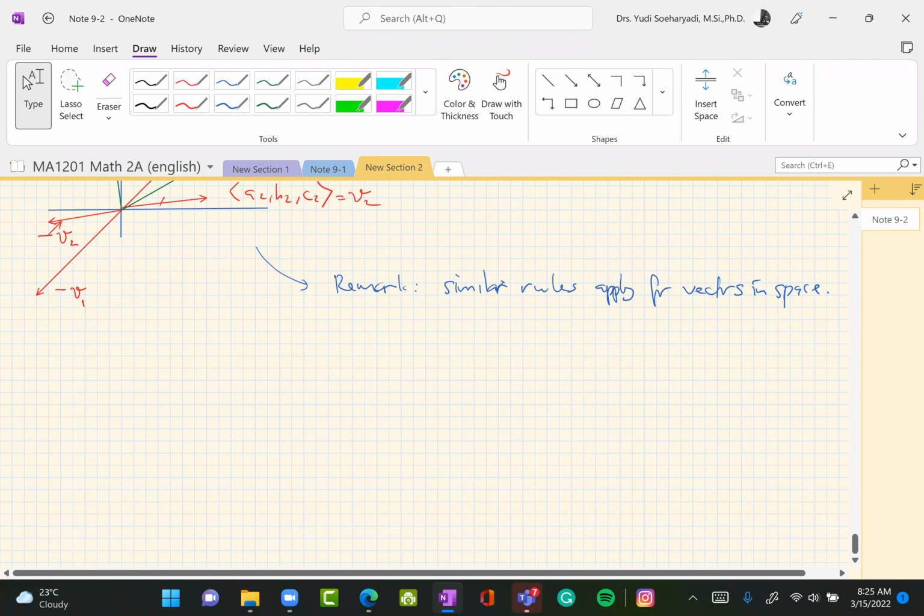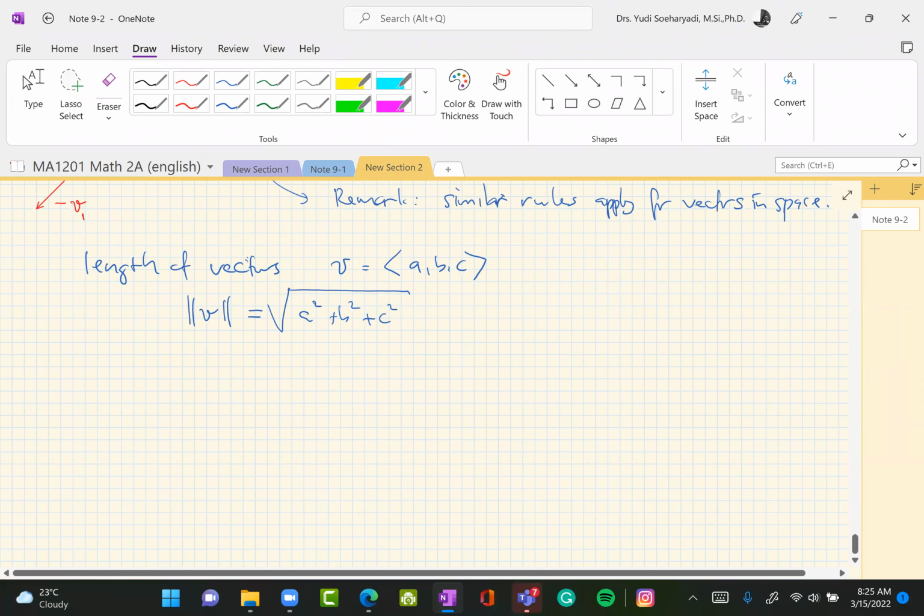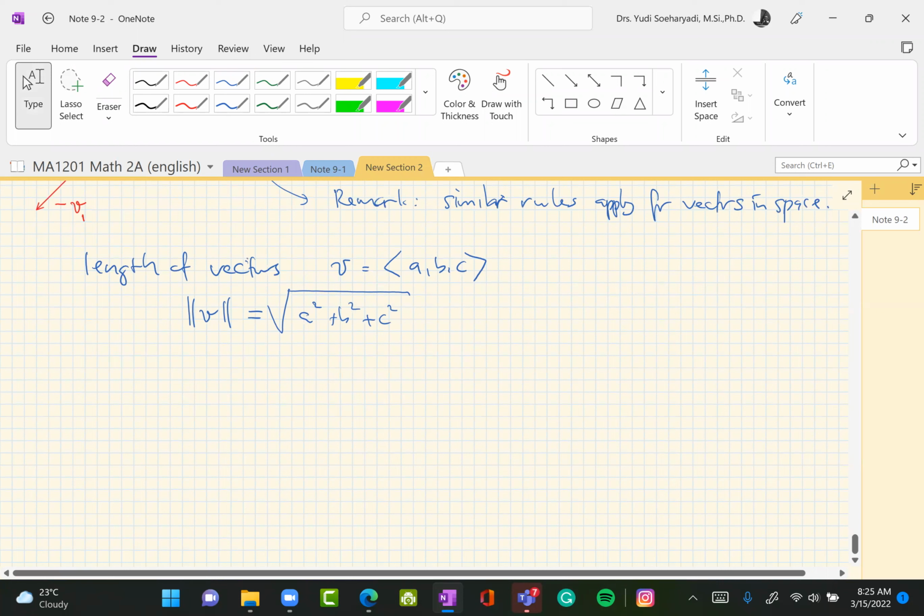And we can find the length of vectors. Say this is <A, B, C>. The length of a vector is just the norm of the vector. It's defined as the square root of A squared plus B squared plus C squared. So that's the length of vectors.